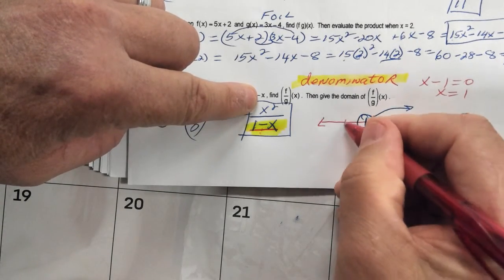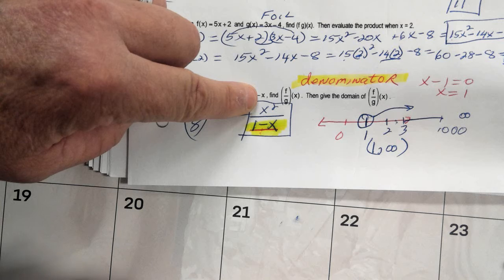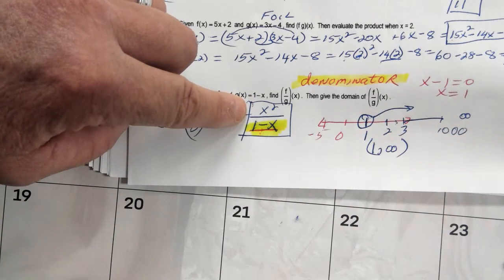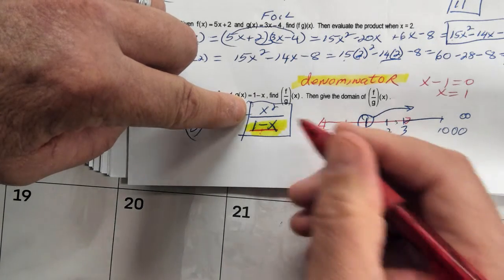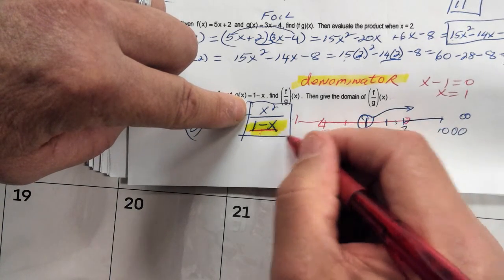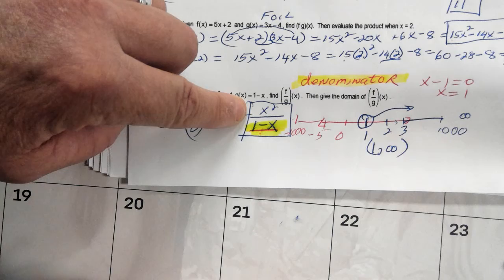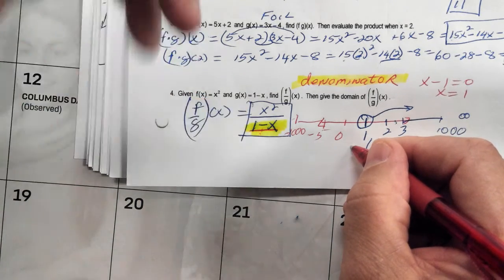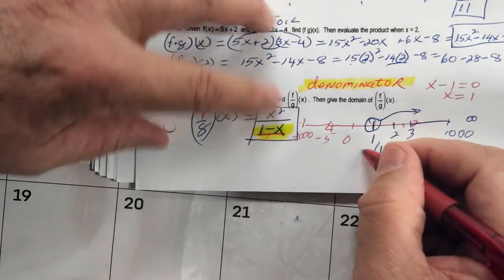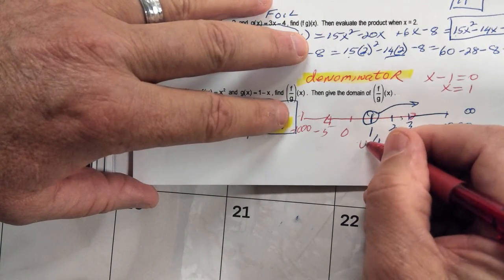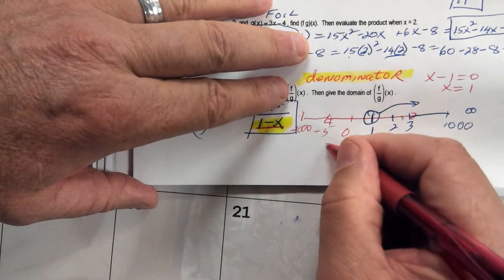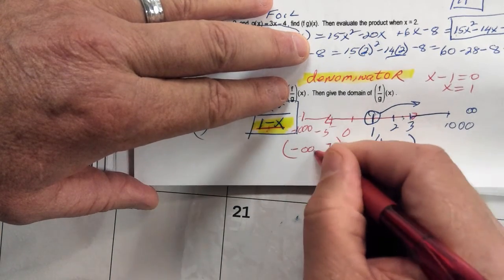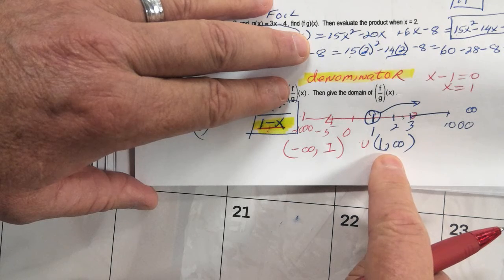Can I put in 0? Yeah. Can I put in negative 5? Can I put in negative 1,000? Yeah. Negative 1,000 squared over 1 minus, I can do that. That's what you're doing when you do domain. Can I use those x values? So we write a little u there, and then we write negative infinity to 1. That says all reals except 1.